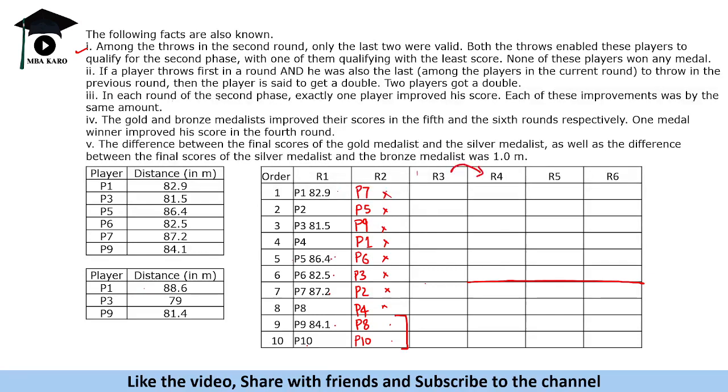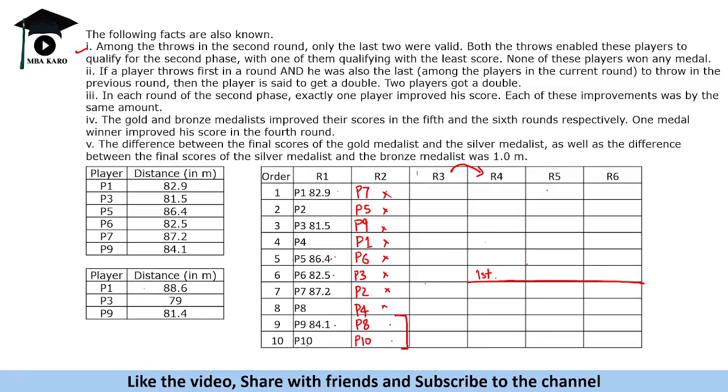Now in the second round, exactly one player improved his score. So if the player is ranked first and only one player is improving the score, the first player cannot become last. For that person to become last, there should be 5 players that improve their scores. Five people have to get ahead of him, only then he will come last. So the person cannot be the last one.